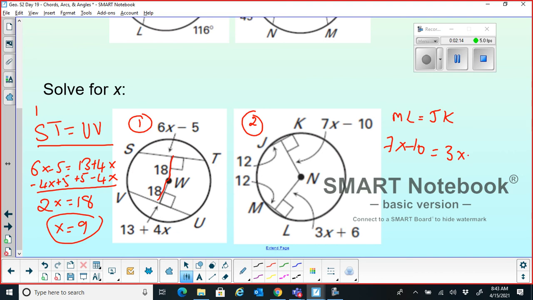The distance from center to the chords that are congruent will be the same. Supposing I had another chord here whose length was 13, then the distance is different. But if I had one more chord with length 12, then this distance also will be the same as the distance for that. Okay, so let's solve for x here.